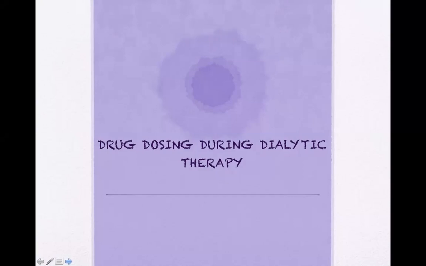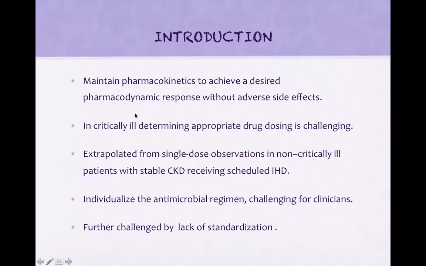By far, drug dosing during dialytic therapy is one of the broadest topics in human medicine. The aim of drug dosing during dialysis is to maintain pharmacokinetics so as to achieve a desired pharmacodynamic response without any adverse side effects. That is, you need to maintain a steady state concentration of the drug, or you need to maintain a similar peak or trough of the drug.